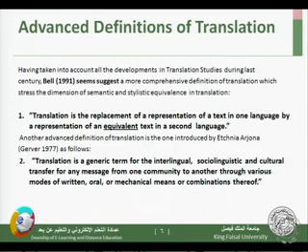Now, for him, translation is the replacement of a representation of a text in one language by a representation of an equivalent text in a second language. Represent means to act exactly in place of somebody or something. Like this text in Arabic, we want it to be in English, so the English text should be exactly a representation of this. In other words, the English text should be exactly the same, similar to the Arabic text. In other words, equivalent in meaning and in style. This is according to Bell.